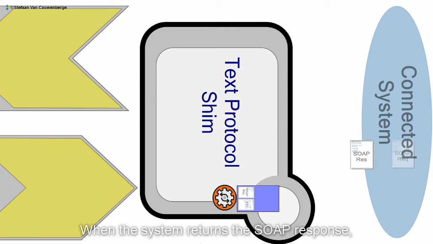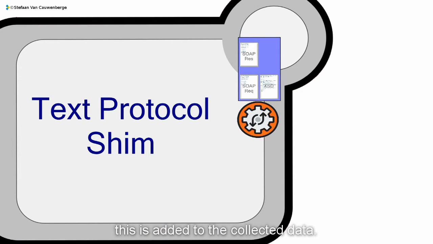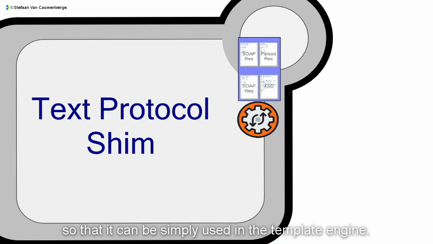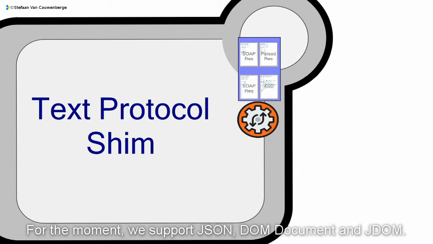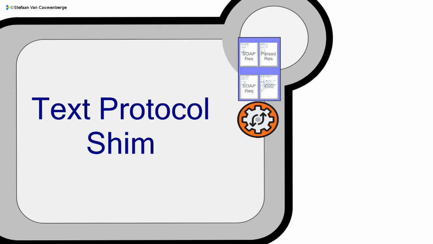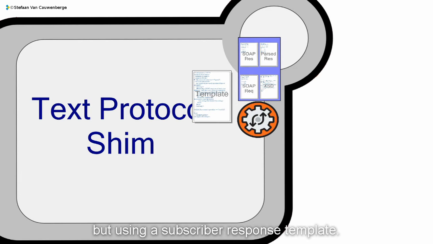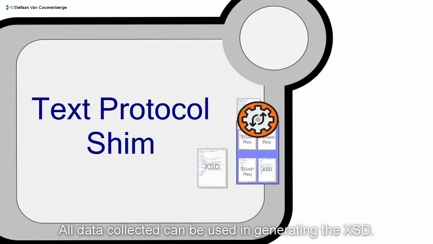When the system returns the SOAP response, this is added to the collected data. The shim will optionally parse the response so that it can be simply used in the template engine. For the moment, we support JSON, DOM document, and JDOM. Next, the shim will use the template engine again, but using a subscriber response template. All data collected can be used in generating the XSD.